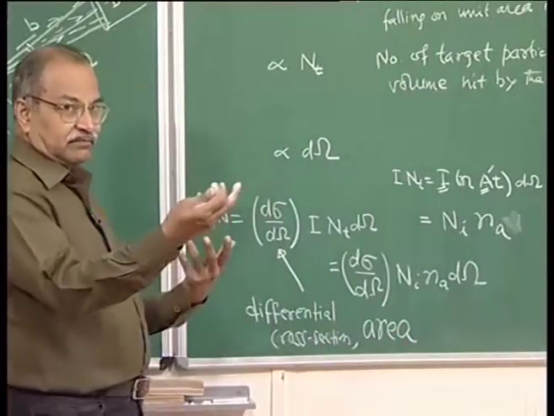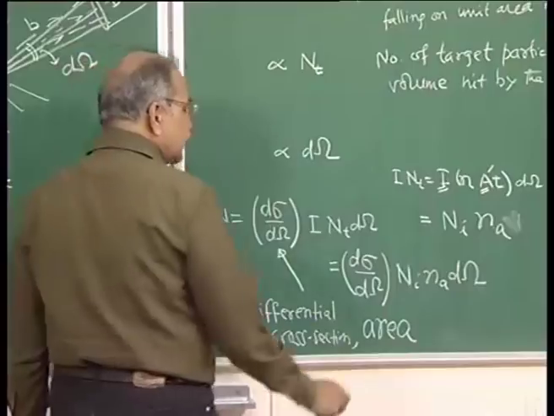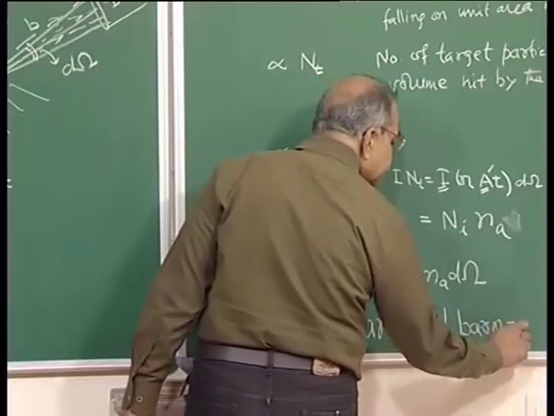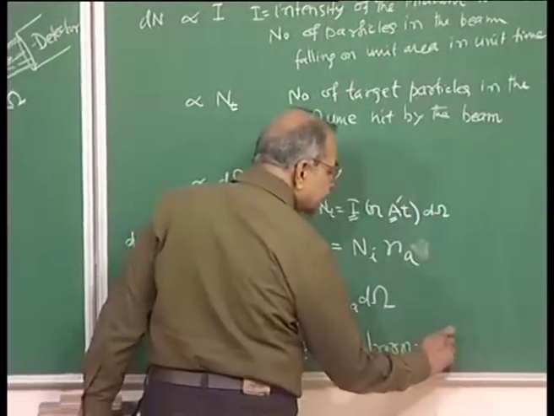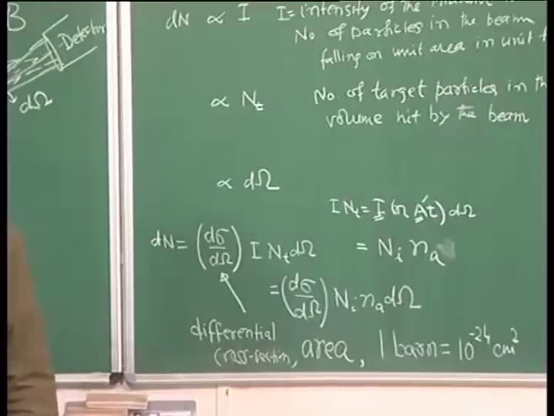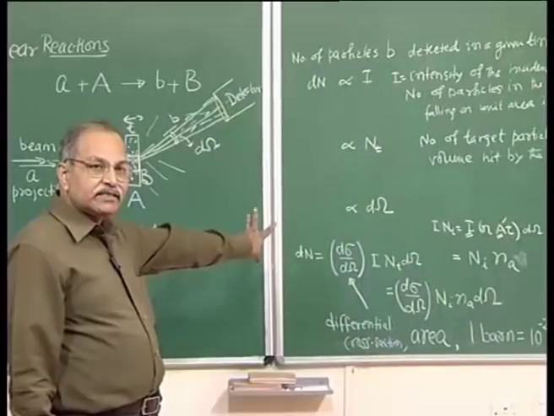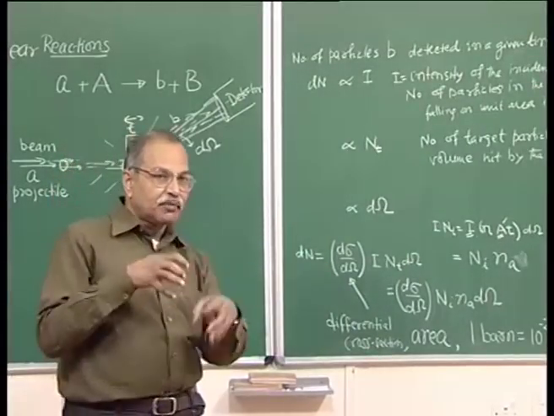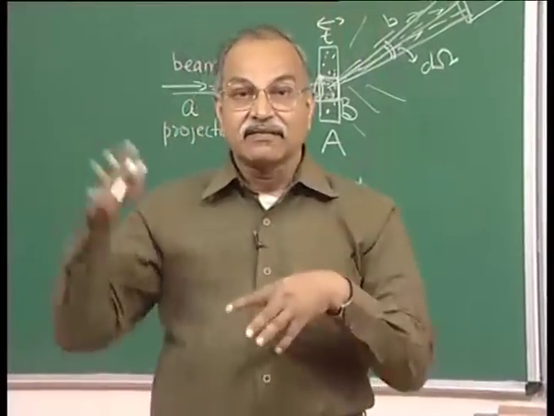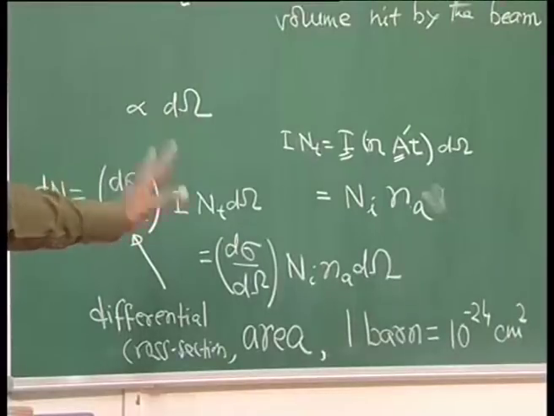So it is in meter square, and typically the cross sections are much smaller than a meter square, and therefore another unit is widely used, the barn. 1 barn is 10 to the power minus 24 centimeter square. That is the unit of area typically used for these cross sections. All these reaction probabilities, depending on the mechanism, apart from the geometrical factors, will be in terms of this cross section, in terms of areas.